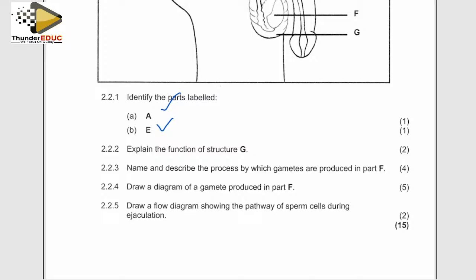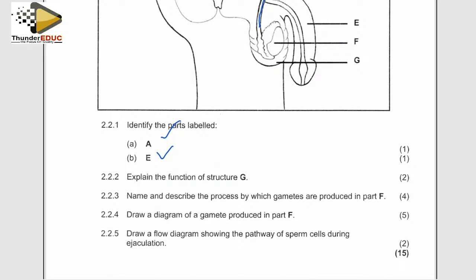Alright, explain the function of G. G is a scrotum. So basically, the scrotum protects the testes from external or mechanical injury. Yes, that's number 1. Number 2, it allows the testes to move up and down so that they're able to regulate the temperature of the testes. So it's basically for thermal regulation, and also you talk about protection against mechanical injury.